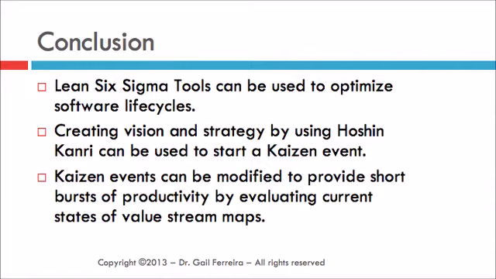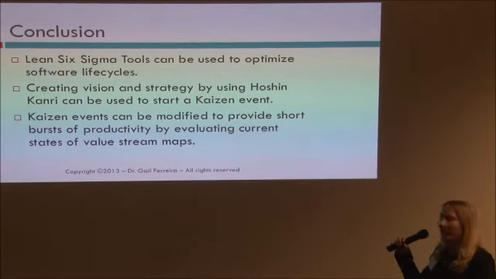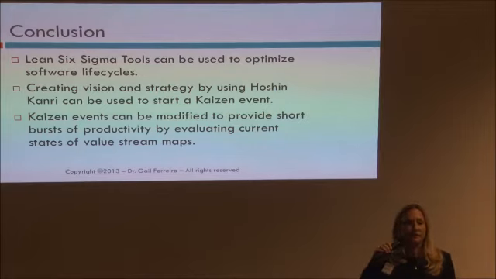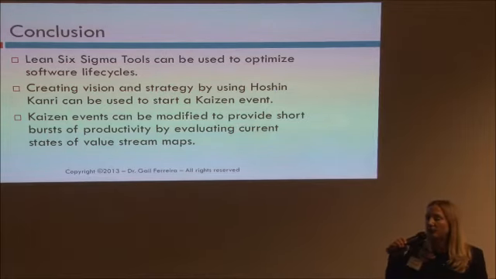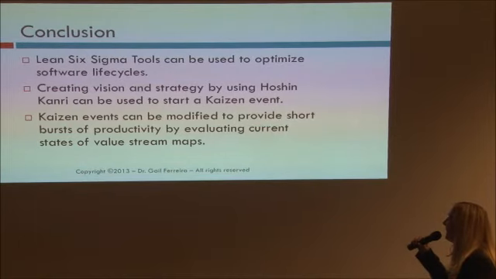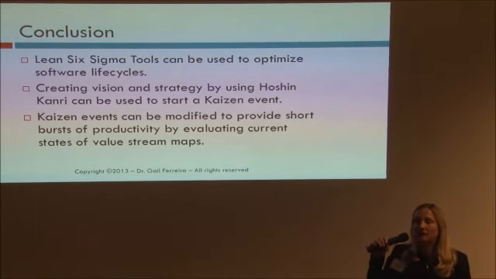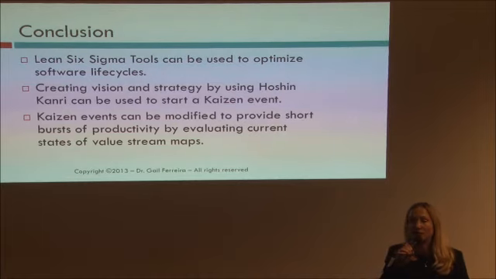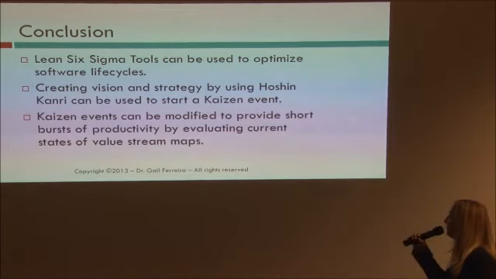So, just a few concluding ideas. As we saw, Lean Six Sigma tools can be used to optimize software life cycles, but also a number of other processes. So it doesn't necessarily have to be used in manufacturing, doesn't necessarily have to be used in software development. It can be used across a wide range of initiatives, even including the BayALN. And creating vision and strategy can happen by using the Hoshin Kanri. So we all learned how to use the Hoshin Kanri tool in our groups. So I think everybody's got that one down to a science. So that's a great tool.